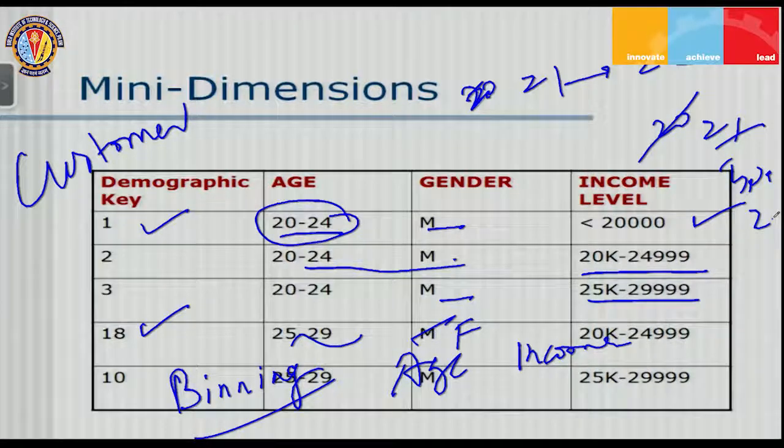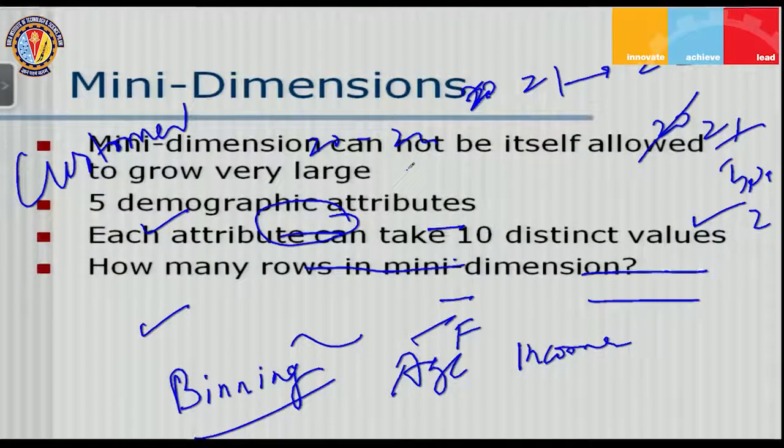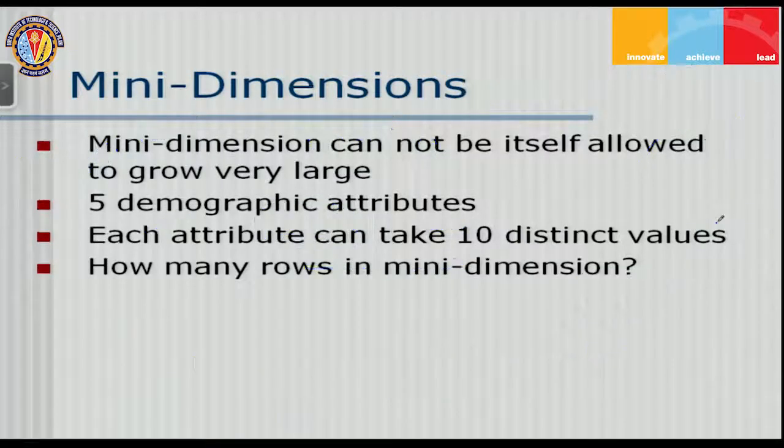So this protects the data warehouse from explosive growth in the number of records in the dimension table. Although whenever we discretize, there is a loss of information, because I only know that the customer is between 20 to 24. I don't know his exact age. So we call them mini dimensions, and we have to make sure that they don't grow too big.